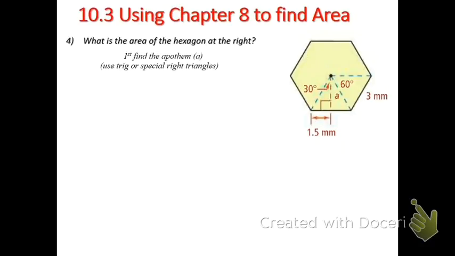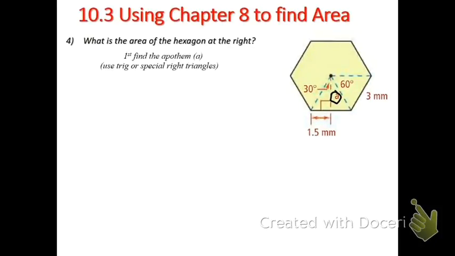So example 4, what is the area of the hexagon at the right? Well, if we look at the diagram, we are clearly missing our apothem, so we have to find that. And in order to find our apothem, we have to use trig or special right triangles, but we didn't teach you special right triangles, we taught you just basic trig first, so we're going to use just trig.